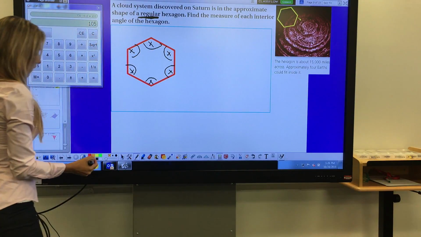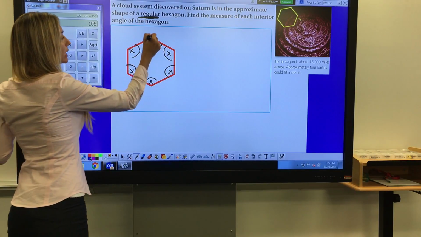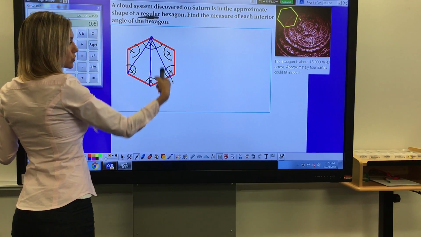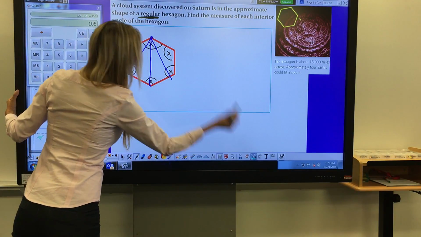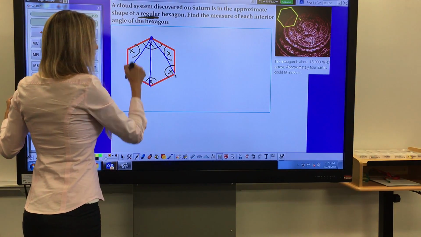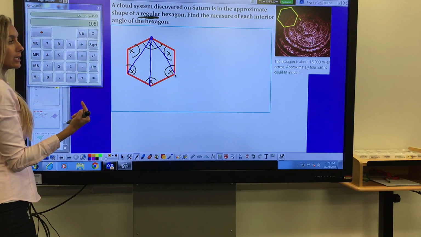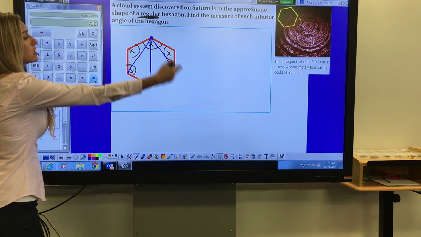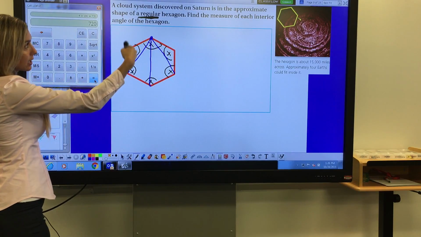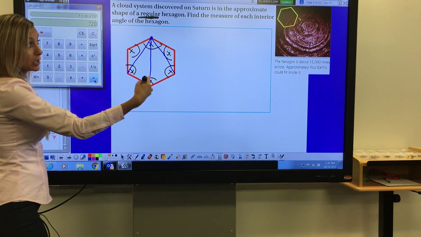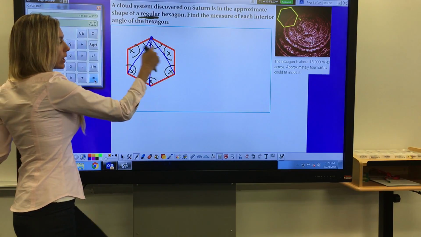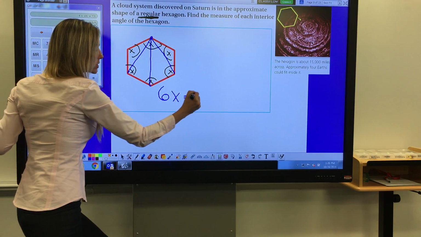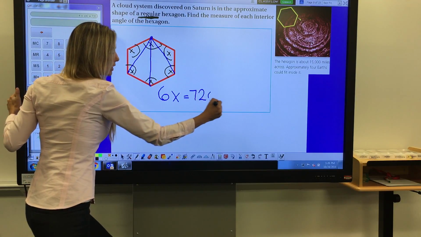Well, let's see. First of all, if I did not use the formula, we know by now that I can create triangles, right? And I have 4 triangles. Each triangle is 180 degrees. So 4 times 180, I know the sum of all the angles inside the hexagon is 720 degrees. How many x do I have? 6, right? So 6x equals 720 degrees.